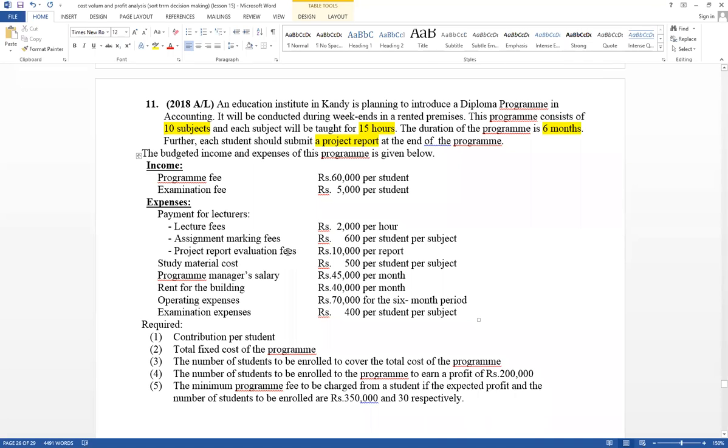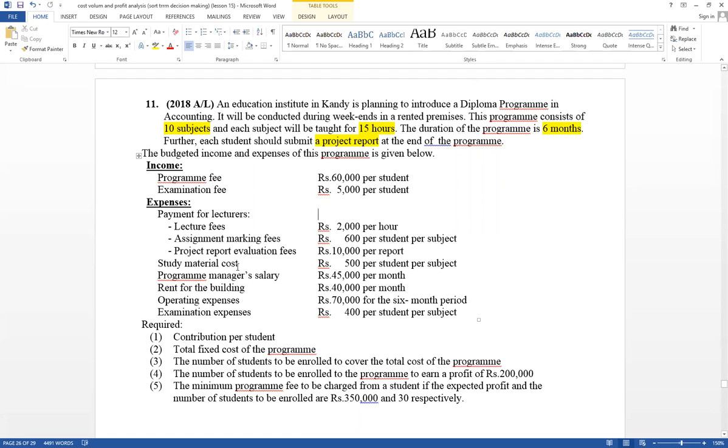Then project report evaluation fee 10,000 per report. Here it is given that each student should submit a project report at the end of the program. Therefore project report evaluation fee also varies with the number of students. Therefore it is also a variable cost. Per report it is given 10,000. Each student should submit a project report at the end of the program. Therefore the project report evaluation fee also varies with the number of students. That is also a variable cost.